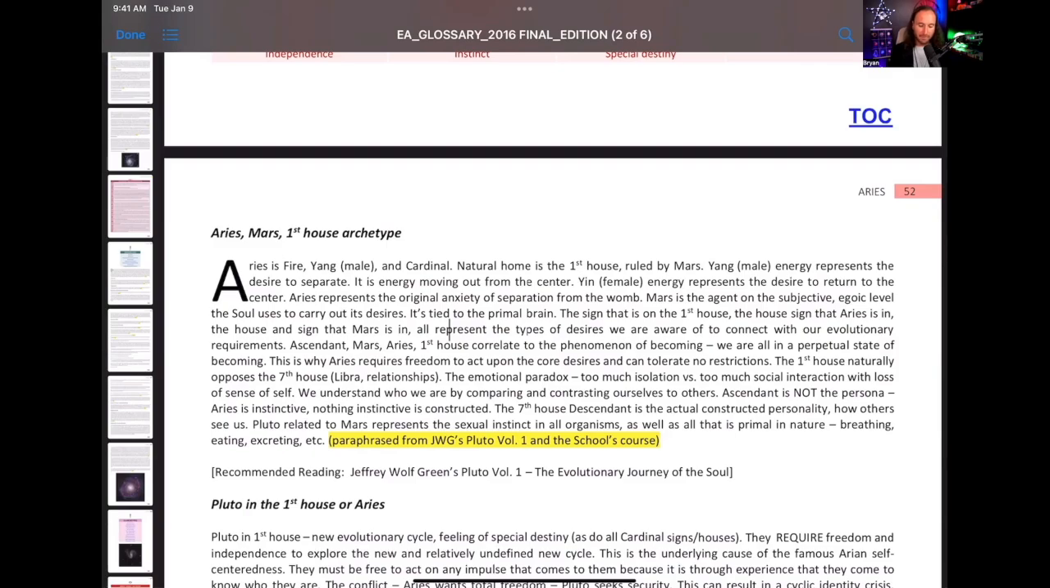That was a joke. The natural home is the first house. It's ruled by Mars. Yang energy represents the desire to separate. It is energy moving out of the center. Yin, female energy, represents the desire to return to the center. Aries represents the original anxiety of separation from the womb. You could look at Pisces as the cosmic womb, and we actually get birthed through the cosmic womb into this physical life, this I am, this Aries.